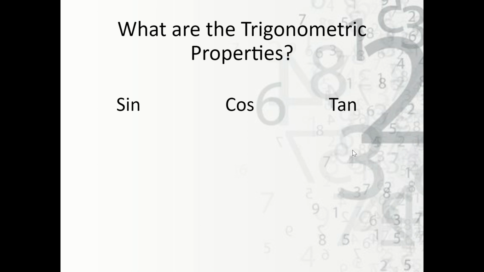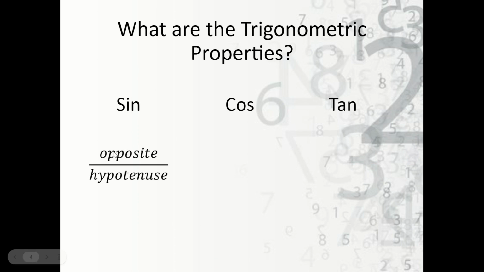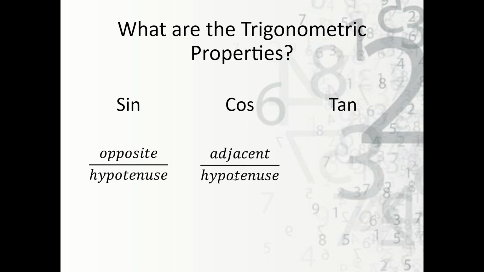Now, what are the trigonometric properties? The first one we call sine. And sine is the opposite side over the hypotenuse. So it's a ratio of the side lengths with the opposite side being on top and the hypotenuse length being on bottom. Now, cosine is adjacent over hypotenuse. So we have our near side, and we'll take that length over the length of the hypotenuse.